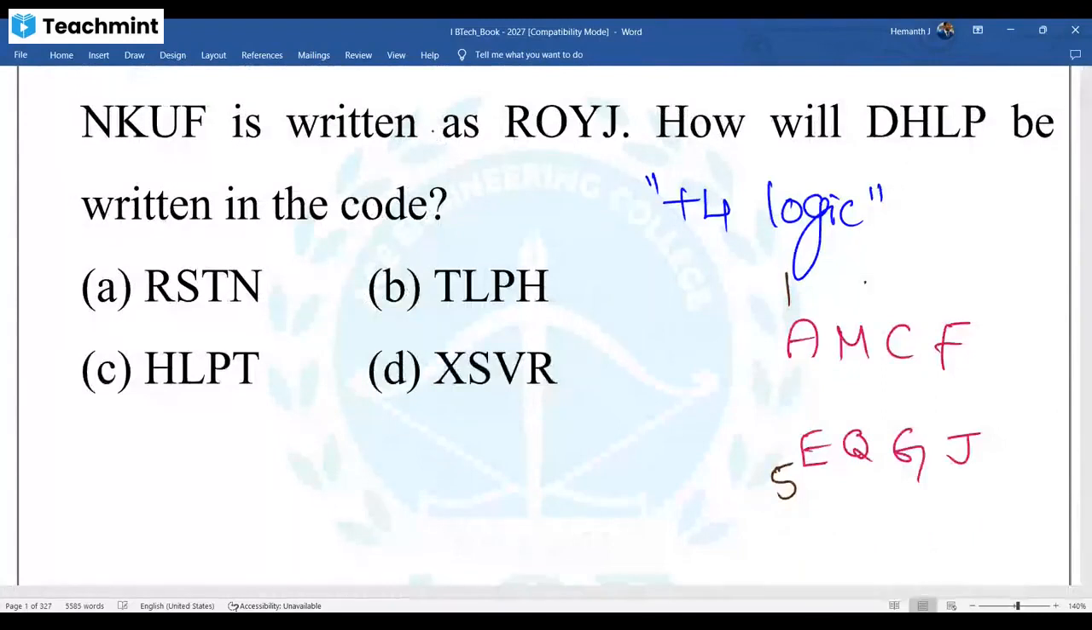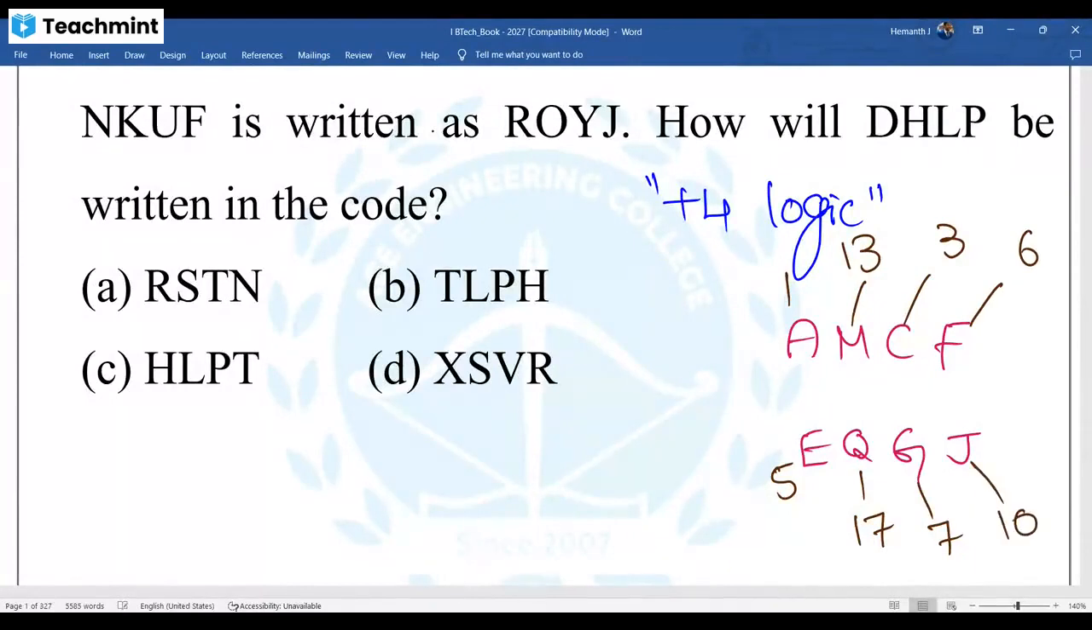Okay, M is the middle, 13. Q, Q value 17. C is 3, G value 7. F is 6, F value 6, J, J value 10, we discussed. Now if you observe, or else you just see the table, you copy the values, you can clearly understand everything is added by 4. F is 6, it is given as J 10, plus 4 logic. That's why we kept plus 4 logic.